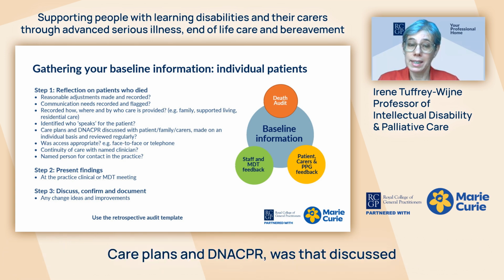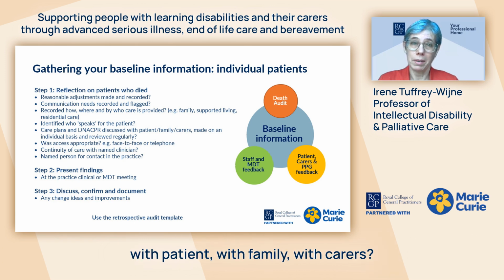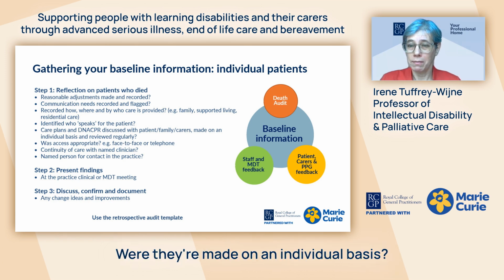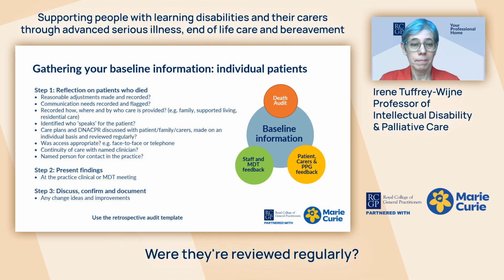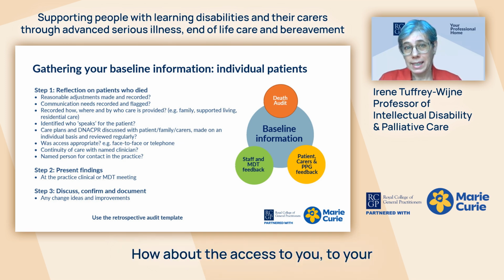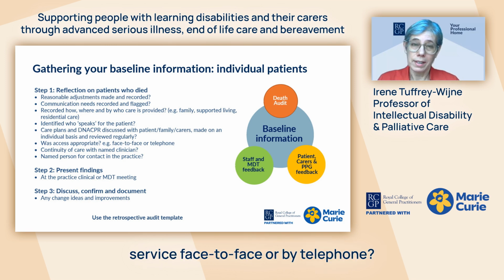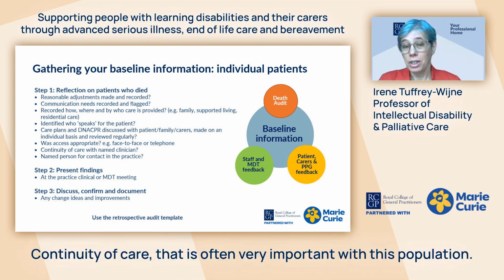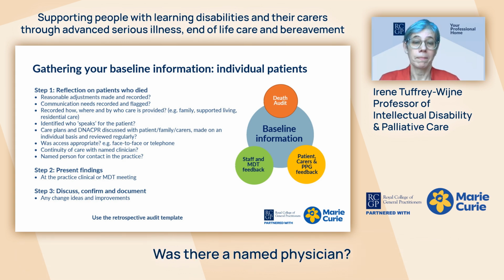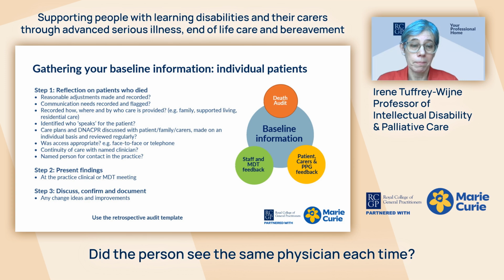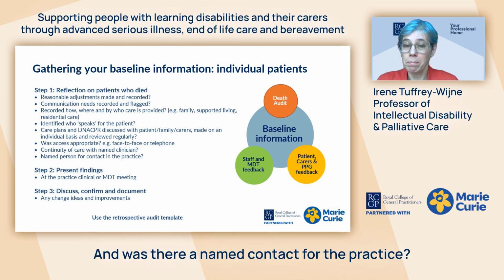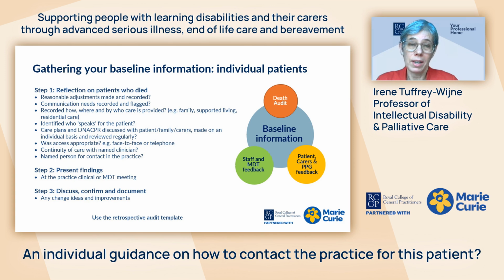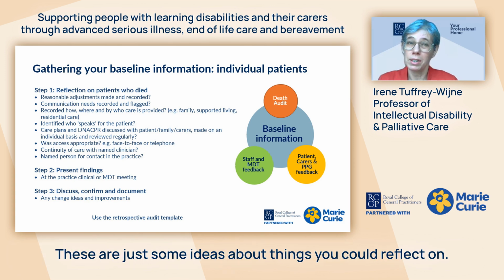Care plans and DNACPR, was that discussed with the patient, with family, with carers? Were they made on an individual basis? Were they reviewed regularly? How about the access to your service, face-to-face, by telephone? Was that appropriate for the patient? Was it what they needed? Continuity of care is often very important with this population. Was there a named physician? Did the person see the same physician each time? And was there a named contact for the practice, an individual guidance on how to contact the practice for this patient? These are just some ideas about things you could reflect on.